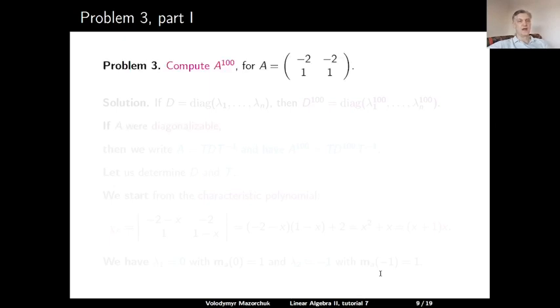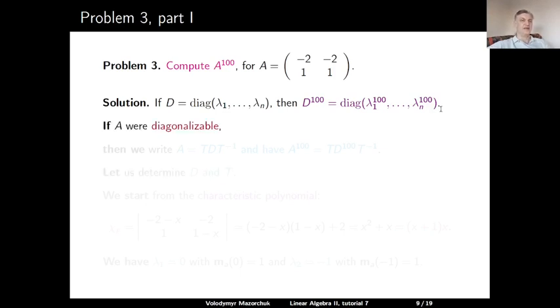Problem 3. Compute A to the power 100, where A is the matrix -2, -2, 1, 1. Solution. We observe that it is very easy to compute powers of diagonal matrices. If we have a diagonal matrix with lambda 1 and so on lambda n on the main diagonal, then this diagonal matrix to the power 100 is a diagonal matrix again, now with lambda 1 to the power 100, lambda 2 to the power 100, and so on on the main diagonal.